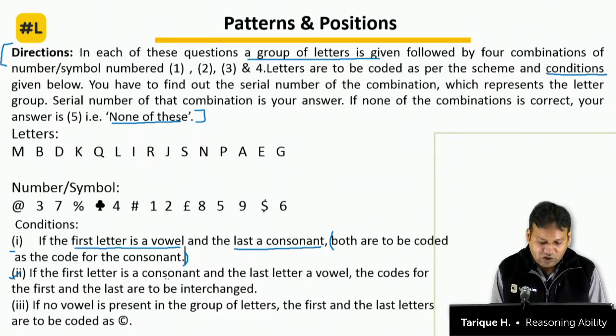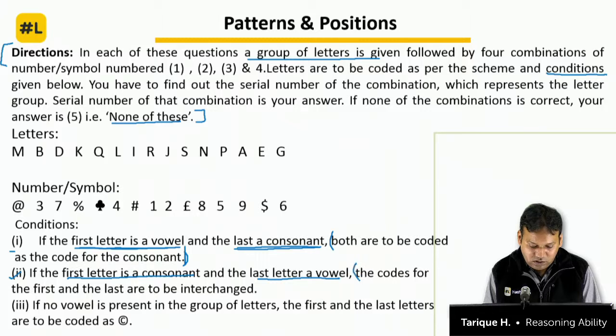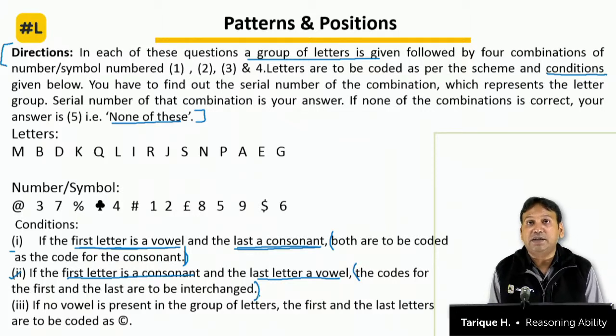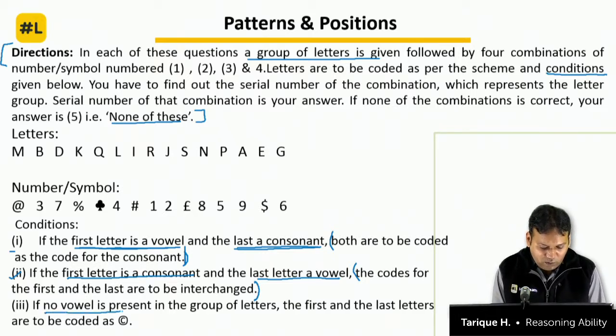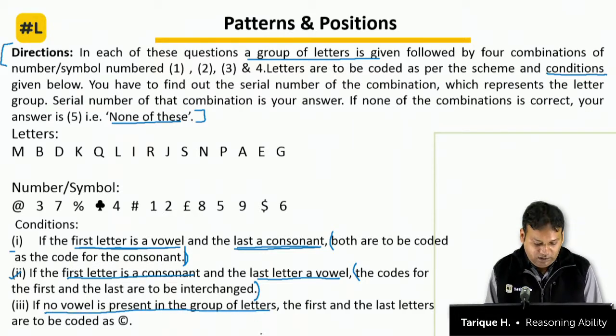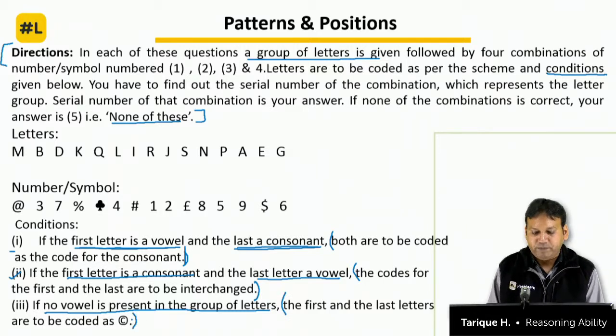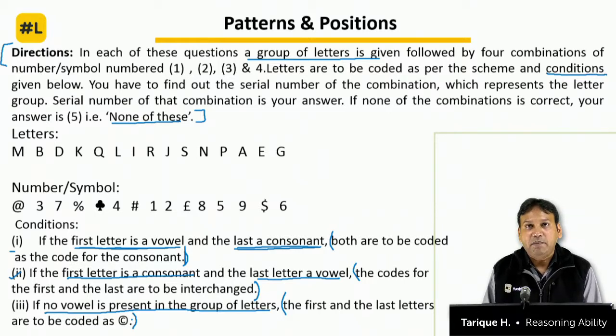The previous case was when first is a vowel and last a consonant. If the first is a consonant and last is a vowel, the codes for the first and last are interchanged. That is the second condition. Third is, if no vowel is present in the group of letters, the first and last letters are to be coded as the copyright symbol. 3 conditions are there. Based on the 3 conditions, we have to solve and find out the correct answer.